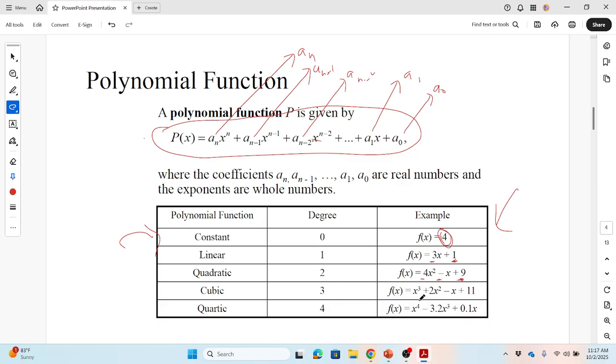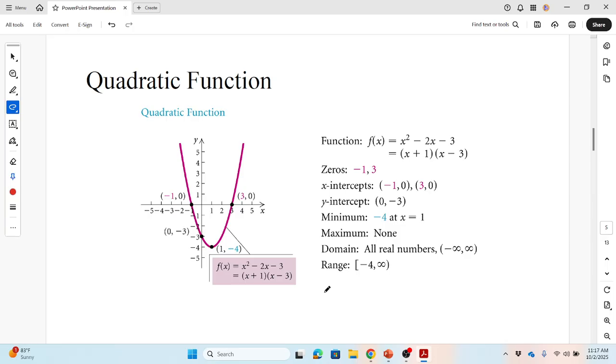So like here, 4 is the highest one, that is why it's degree 4. 3 is the highest one, that's why degree 3, and so on. So this is a very popular example graph. We already discussed the quadratic function in detail. So this is also a polynomial function. This is the graph. As you can see here, the degree of the polynomial function is 2.